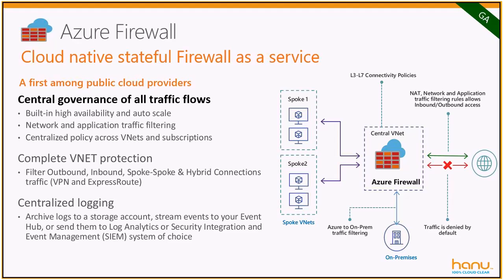You can do two types of filtering here. The first is network filtering, and the second is application filtering. We'll talk about this in later slides, but there are two types of filtering available. It works on a VNet; it is a complete VNet protection service. It will filter all your inbound, as a normal firewall does, and it works over all your inbound and outbound traffic.